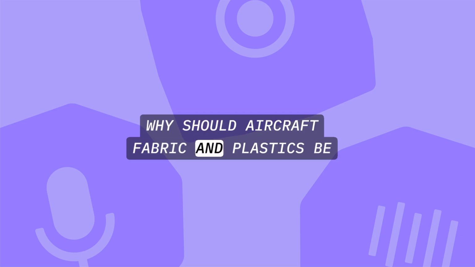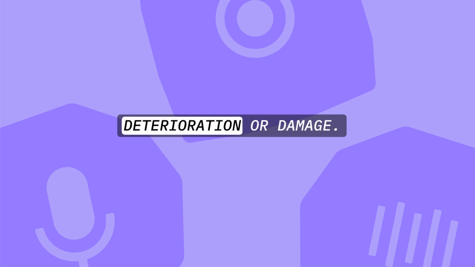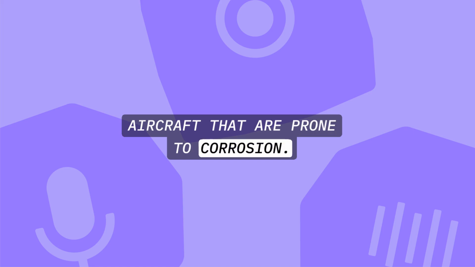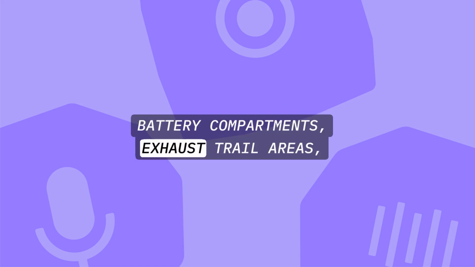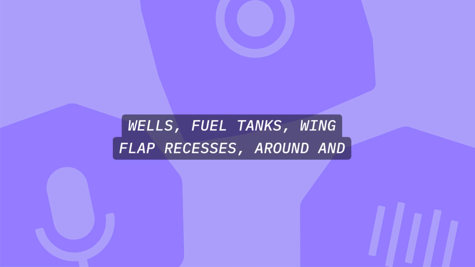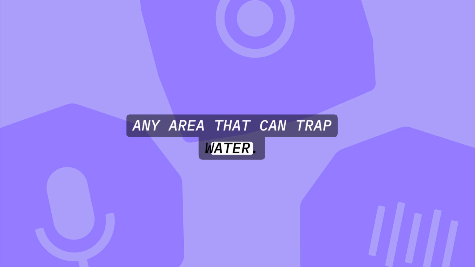Why should aircraft fabric and plastics be cleaned only with recommended cleaners? Recommended cleaners cause the least amount of deterioration or damage. List at least 5 examples of areas in an aircraft that are prone to corrosion. Battery compartments, exhaust trail areas, bilge areas, vent areas, landing gear and wheel wells, fuel tanks, wing flap recesses, around and below galleys and lavatories, piano hinges, any area that can trap water.